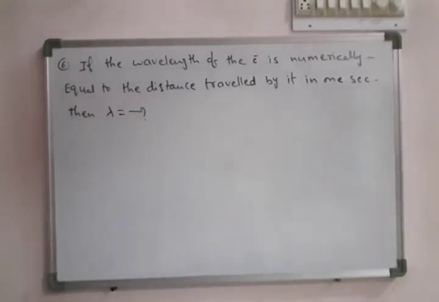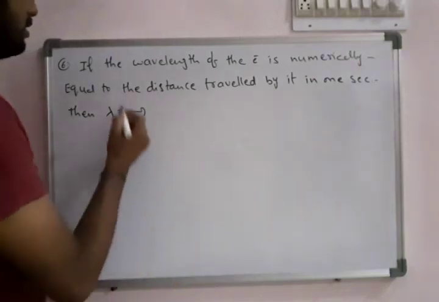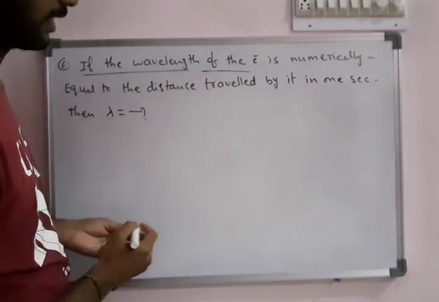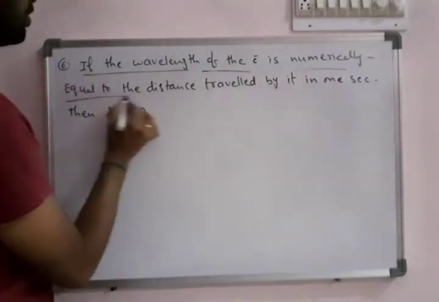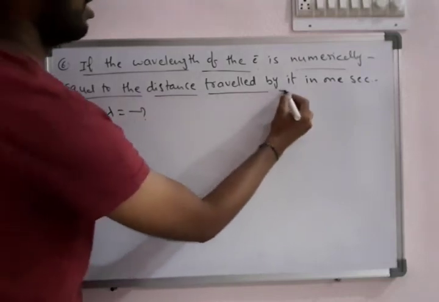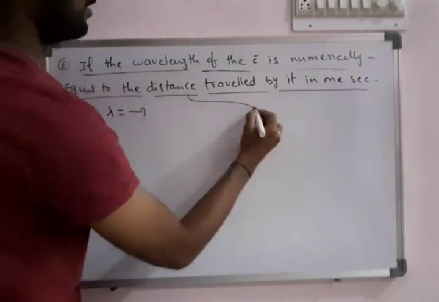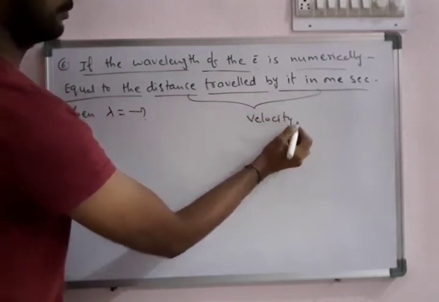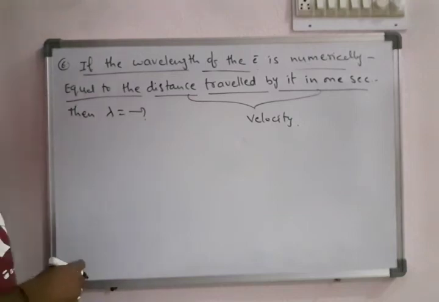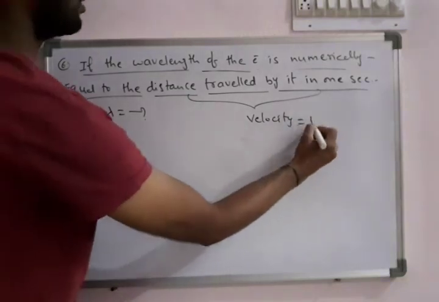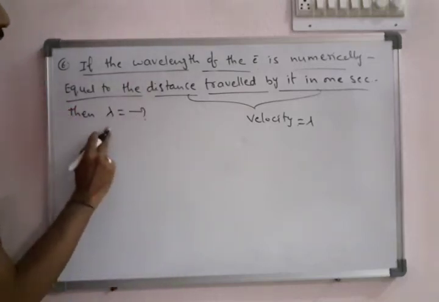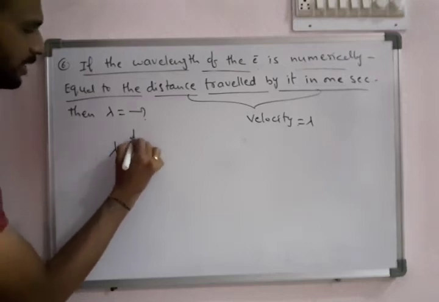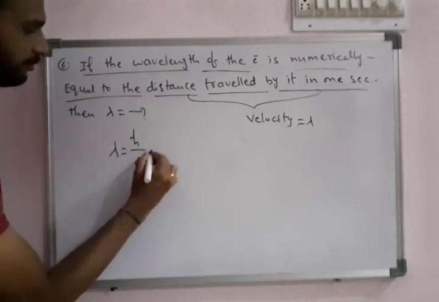Here it is given that the wavelength of the electron is numerically equal to the distance travelled by it in 1 second. Distance travelled in 1 second is nothing but its velocity. So velocity is equal to lambda. We know the general equation lambda is equal to h by mv.